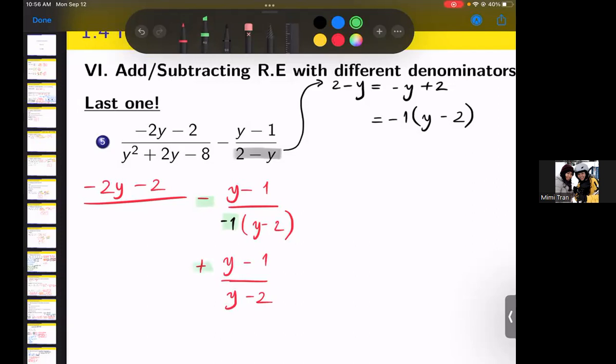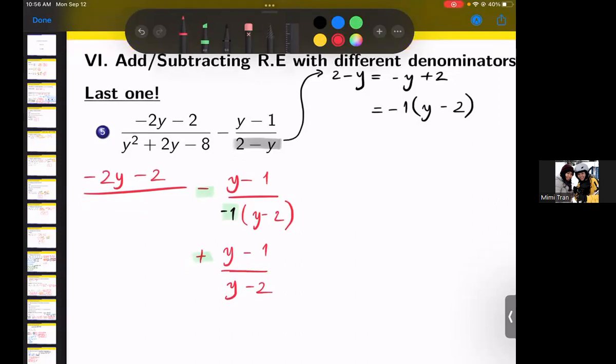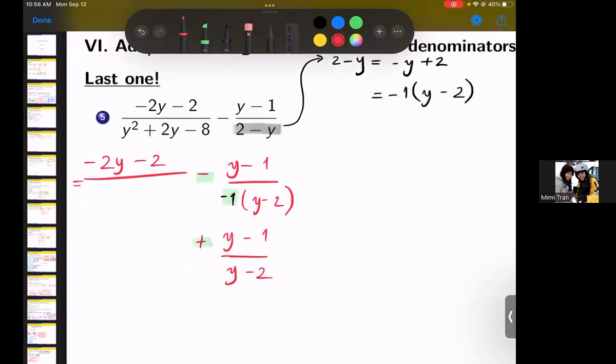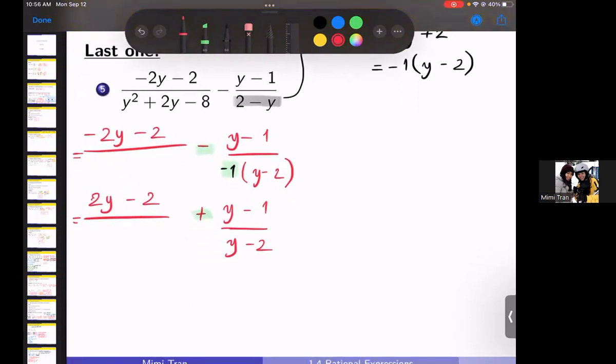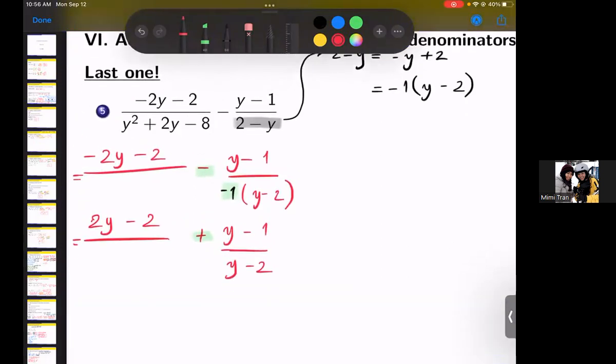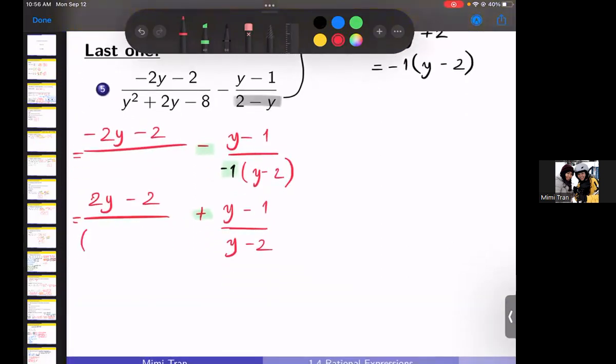The reason I leave the blank for the first denominator is because I want you to factor it as well. So 2y minus 2 over, oh, I write large, I'm running out of space soon. Can someone factor this for me? All right, y minus 2, y plus 4. Thank you.